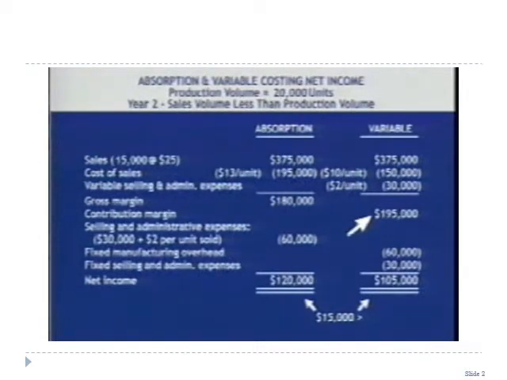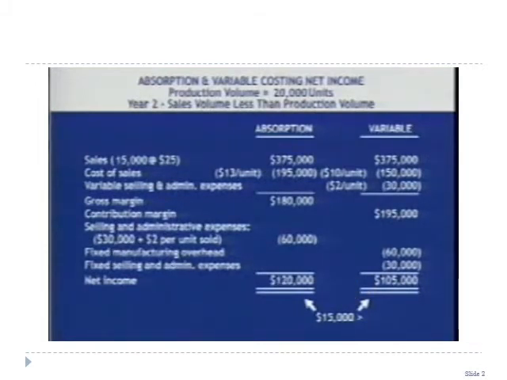However, for absorption costing, selling and administrative expenses totaled $60,000, which includes $30,000 fixed selling and administrative expenses, plus $2 per unit sold variable selling and administrative expenses. For variable costing, all the fixed manufacturing costs and the fixed selling and administrative expenses are deducted, a total of $90,000. The result is absorption costing net income at $120,000, $15,000 greater than variable net income at $105,000.